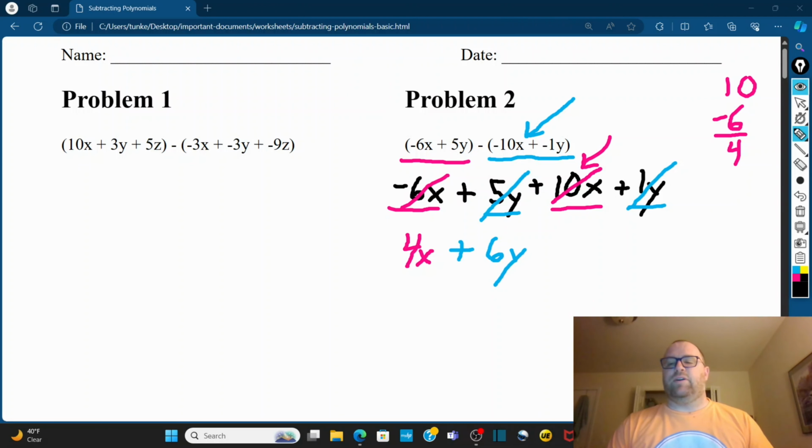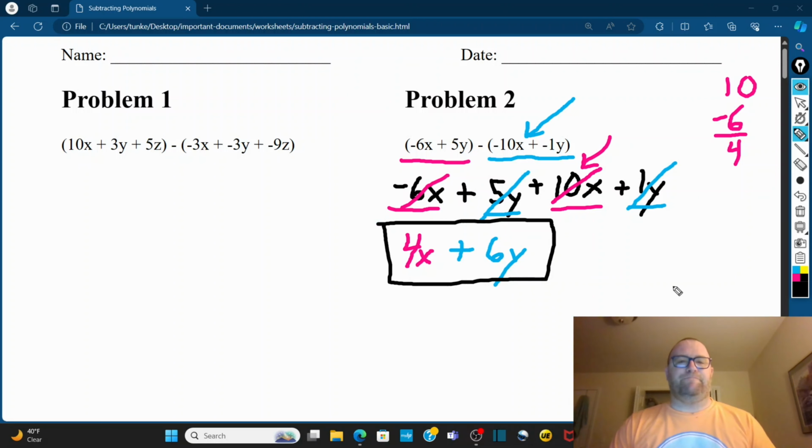And I have everything crossed off, so now I know I have my solution to problem 2, which is simply 4x plus 6y. Hopefully you got that one. Okay, I'm going to erase this one. Let's move to problems 3 and 4.